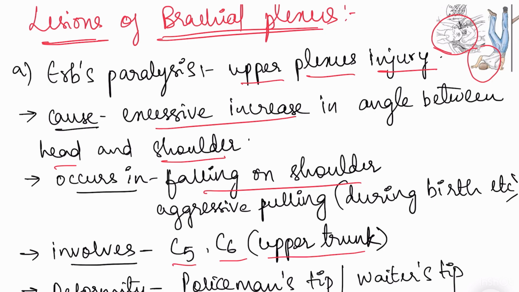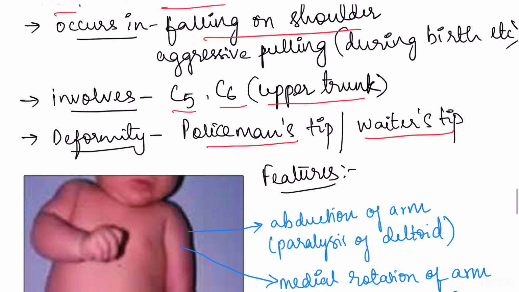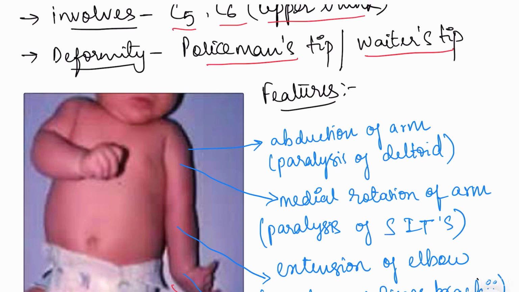And the deformity seen here is the policeman step or waiter step. Here we can see the hand of the baby, which appears like a policeman taking a tip. The main features of this paralysis are abduction of the arm, which occurs due to paralysis of the deltoid muscle. There's also medial rotation of the arm, as seen here, and that is due to paralysis of the supraspinatus, infraspinatus and teres minor muscles.